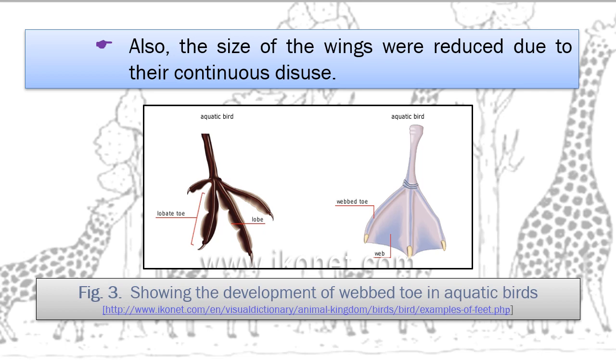So this is the picture showing the development of web toe in aquatic birds. You can see the development of web has taken place between the toes so that the bird can rest on the water.